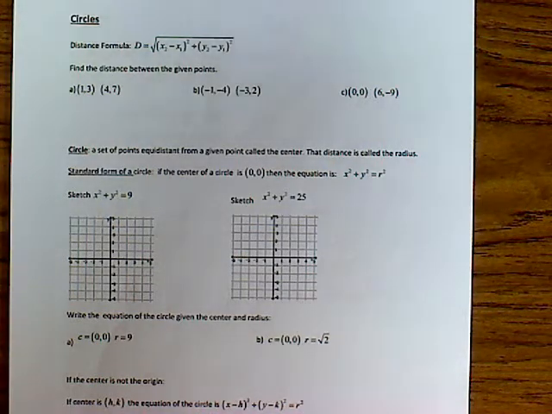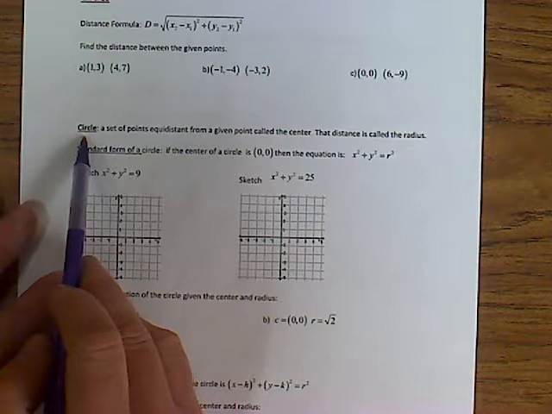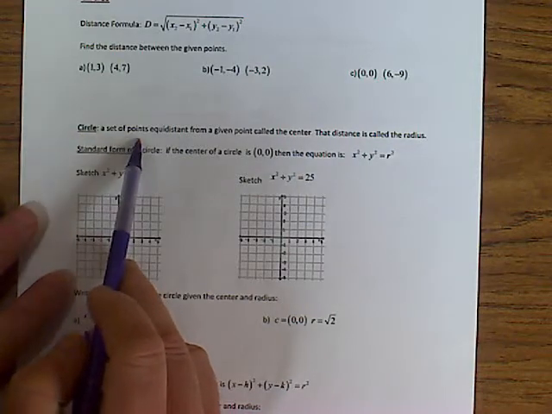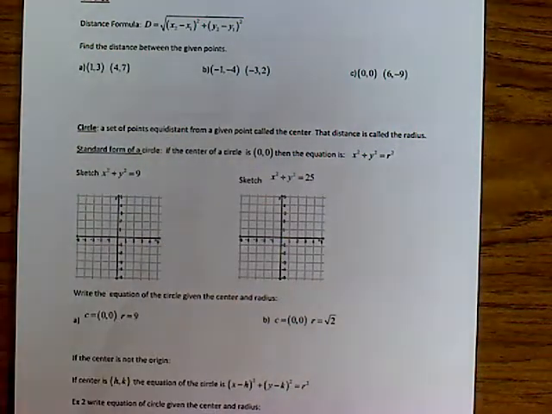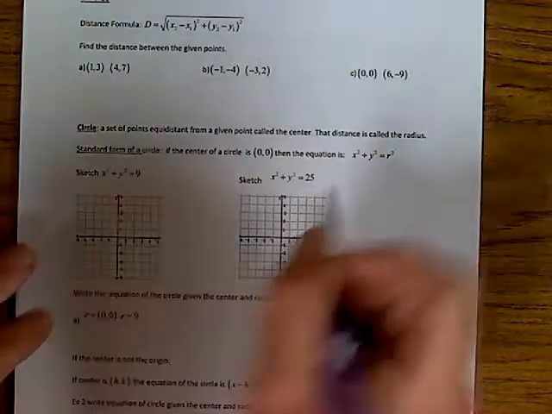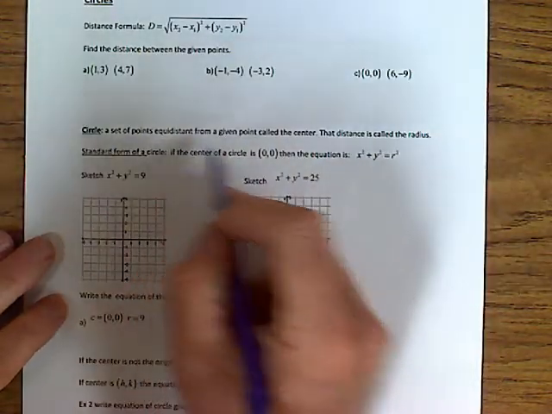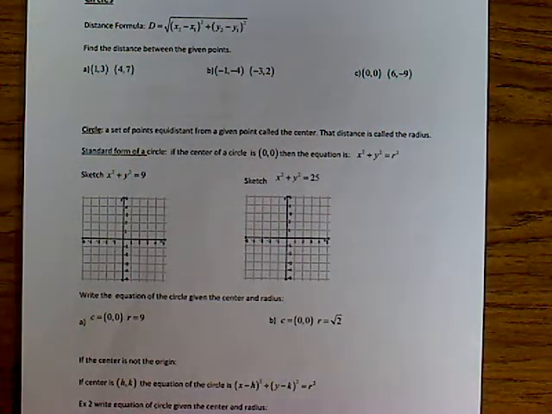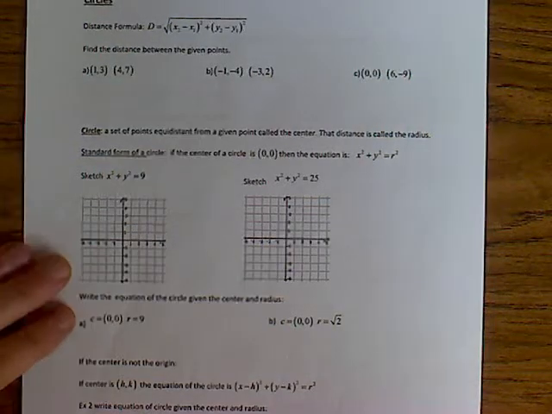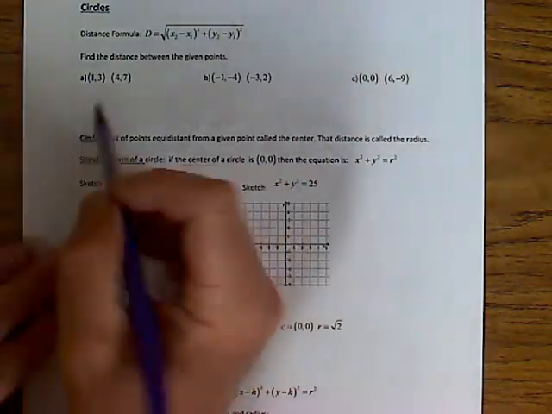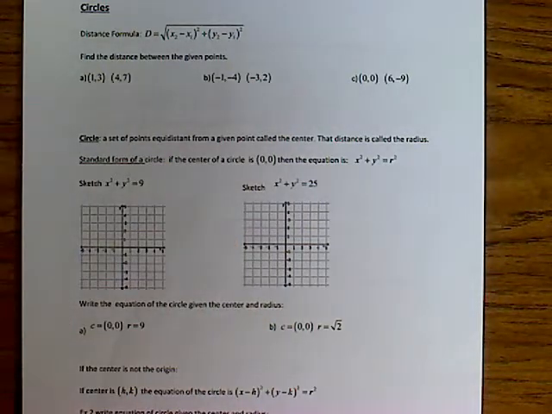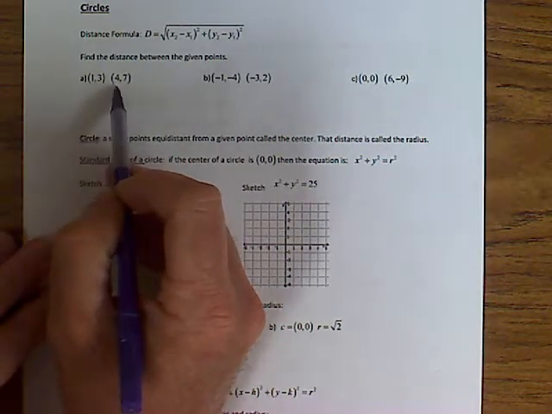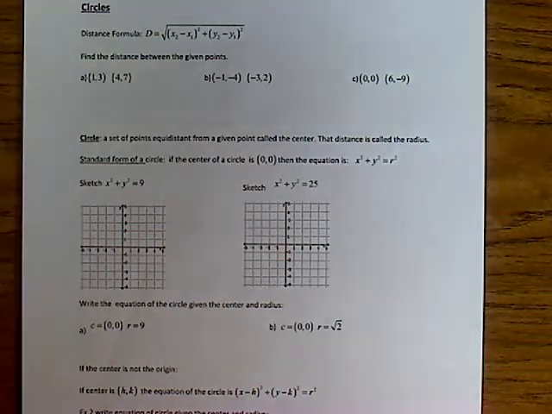So here we go. Let's skip right down here to what is a circle. A circle is a set of points that are equidistant from a given point called the center. That distance, the equidistant measurement that we're talking about, is called the radius. Sometimes you're going to need to know the radius itself, and they might just give you a couple of points. So the reason for this first example here is to be able to find the distance between the 2 points so that you can find that radius.